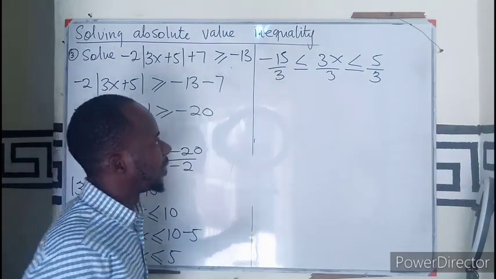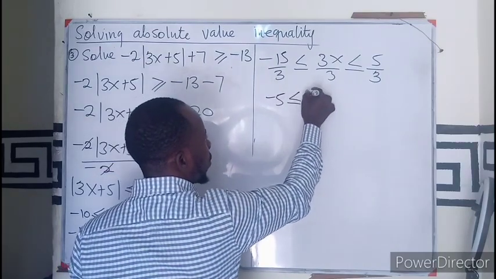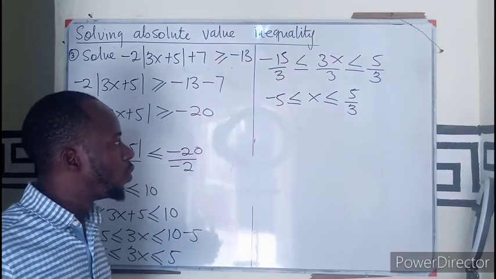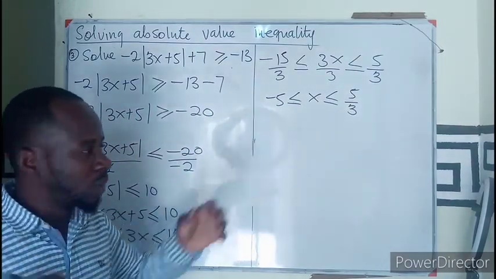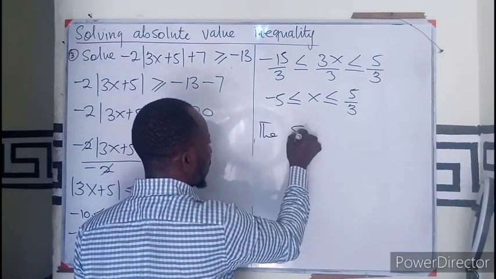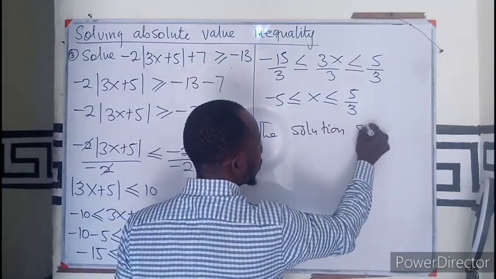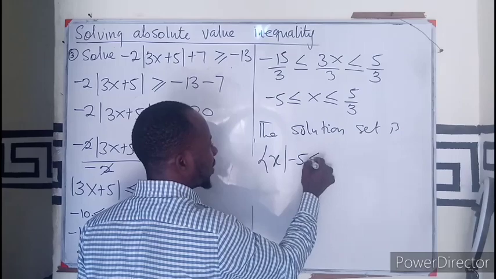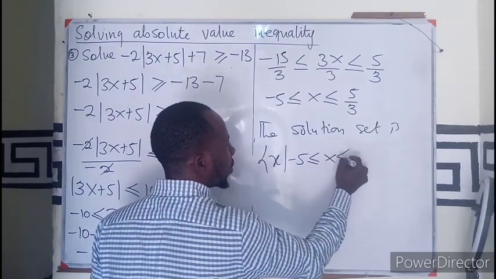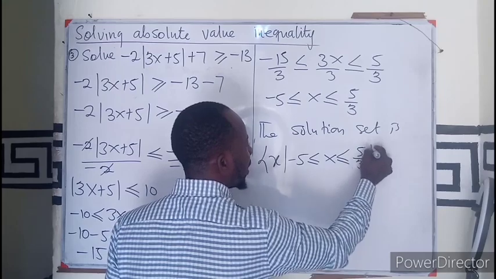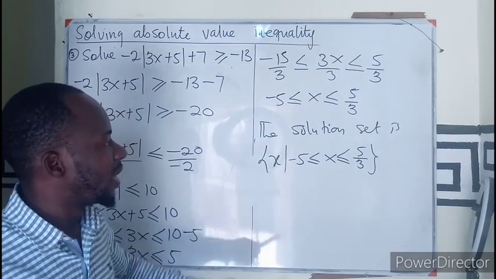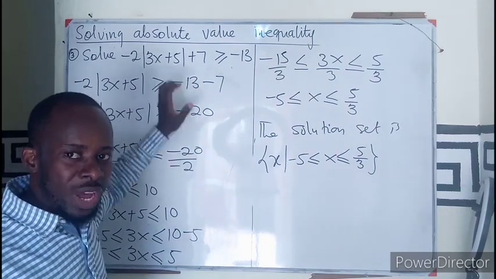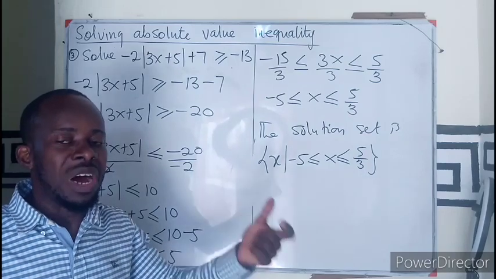Then fast forward, by cancellation, -5 less than or equal to x less than or equal to 5 over 3, or one whole number and 2 over 3. So we can see this will be the solution. So our solution set is going to be the set of x such that -5 is less than or equal to x less than or equal to 5 over 3. So this is the truth set or the solution set of this inequality when it involves absolute value.